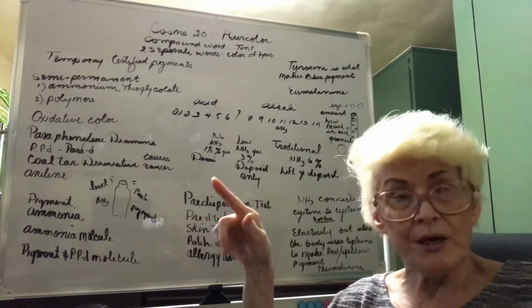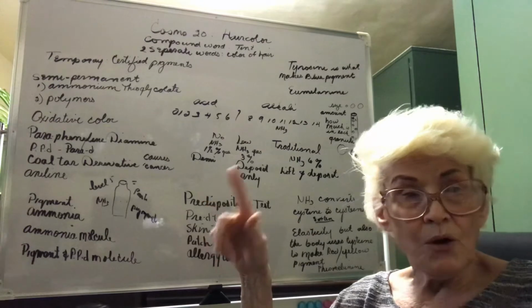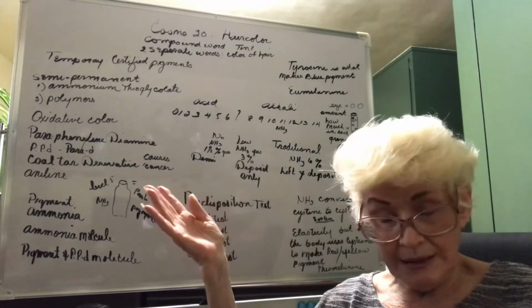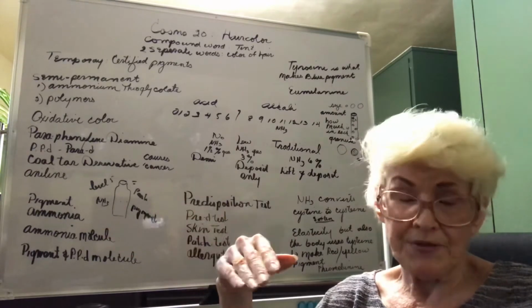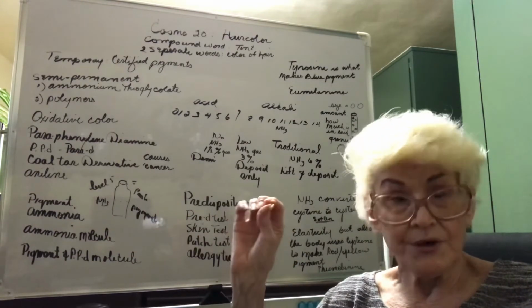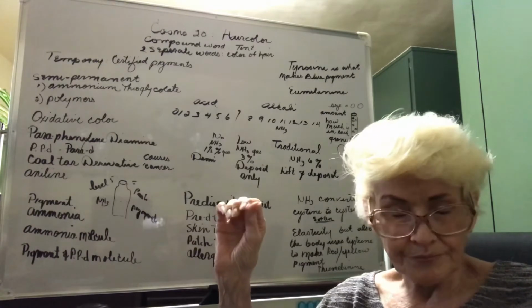When you're asked a question, it's important to know which color they are talking about. Are they talking about the color in the bottle, or are they talking about the color of the hair? You need to know the difference so that you can answer the question correctly.